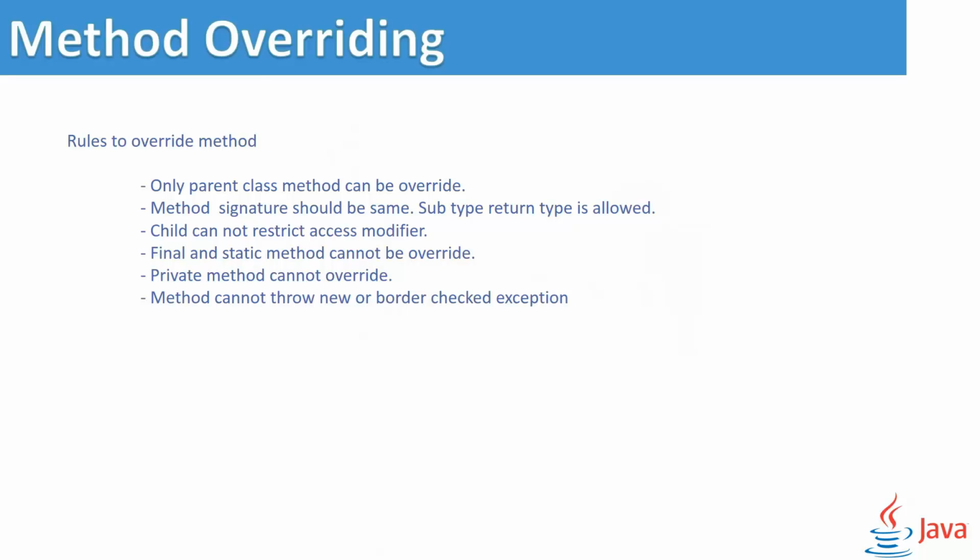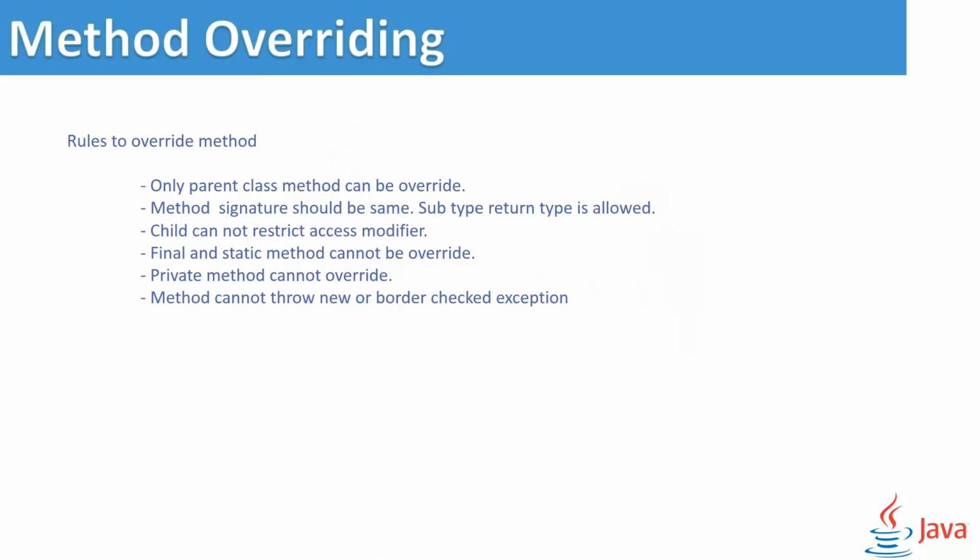But we are allowed to change the scope from protected to public in the overridden method. Means we can up the scope from private to public or protected to public. Next one is final and static methods cannot be overridden. Next, a private method cannot be overridden because the private method cannot be inherited.